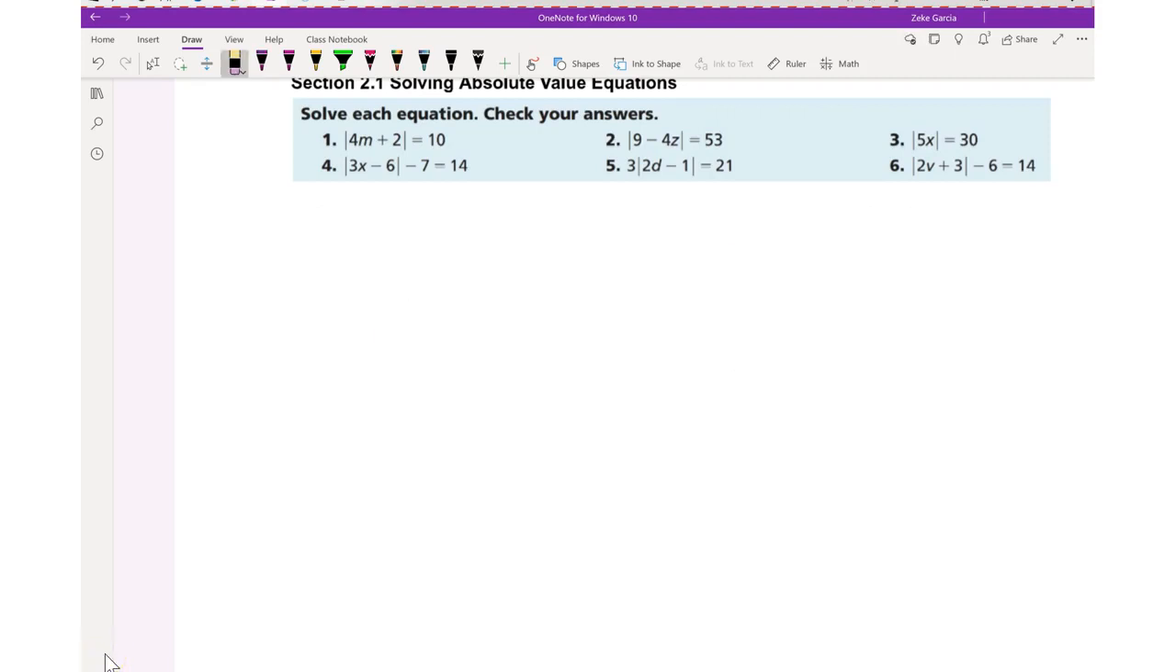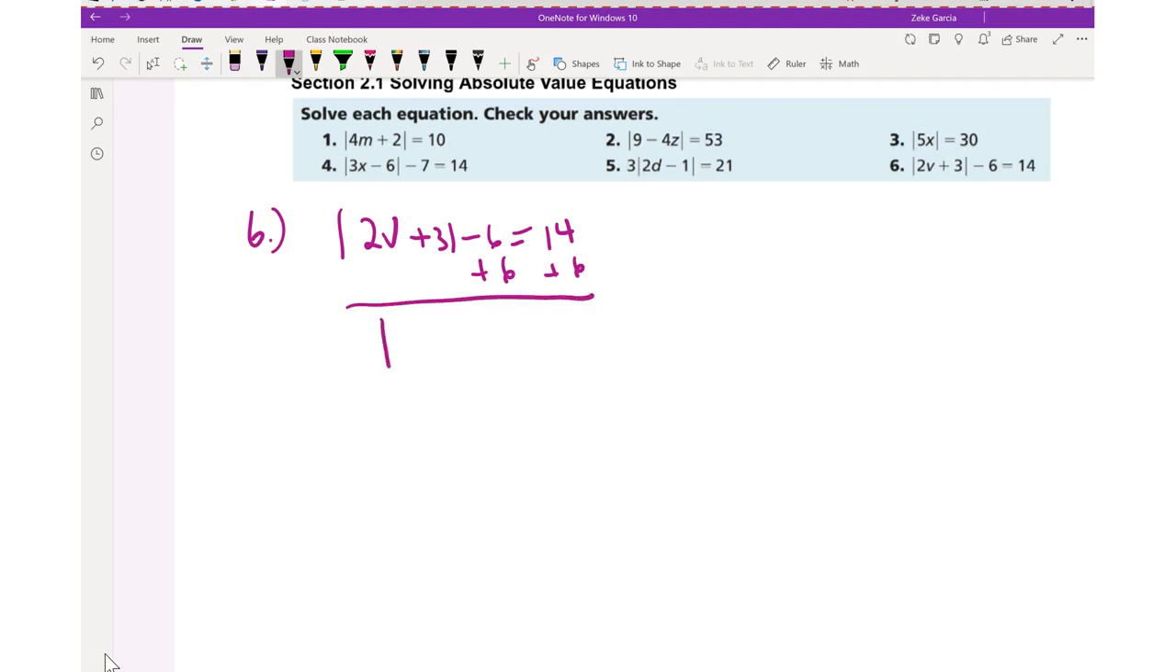Okay, we're going to go ahead and solve number 6. So we have the absolute value of 2v plus 3 minus 6 equals 14. Remember what I told you, the first step is to add 6 to both sides. So you have the absolute value of 2v plus 3 equals 20.